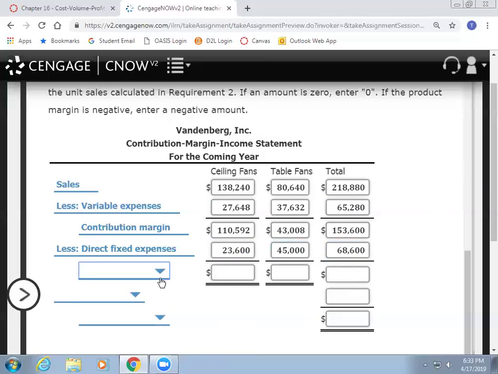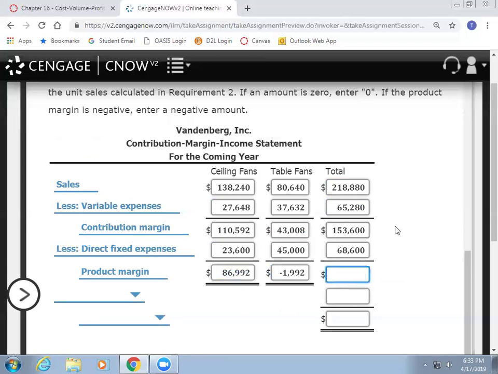So the next line is your product margin before we take out any common expenses. Product margin for ceiling fans, 86,992. And on your table fans, if you notice, it's actually a negative, right? Our product margin there is actually a minus 1,992. So our contribution margin did not cover all of our fixed.